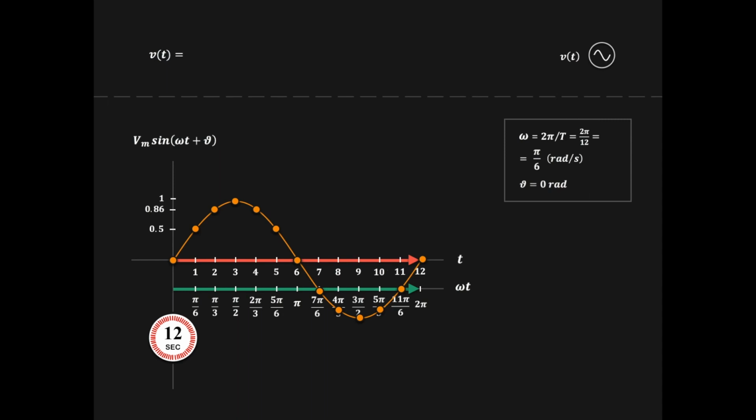The last element in this function is the coefficient v sub m. V sub m is referred to as the amplitude and acts to scale the function by either stretching or compressing the sinusoid vertically. The amplitude is the maximum instantaneous magnitude of the waveform, hence sub m for maximum.